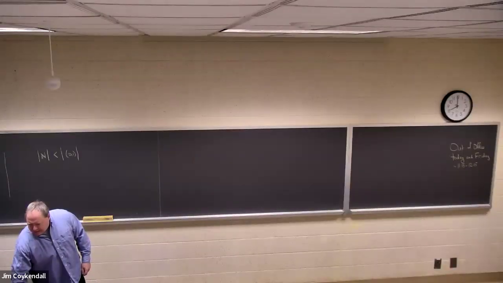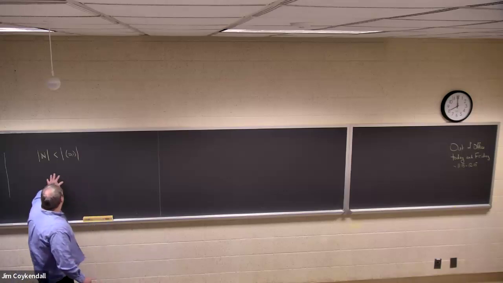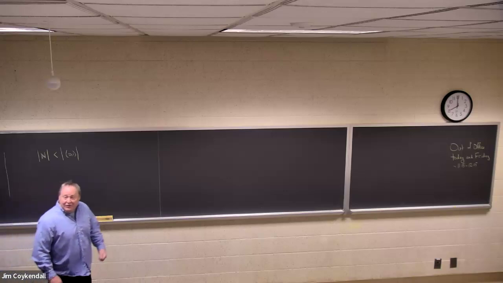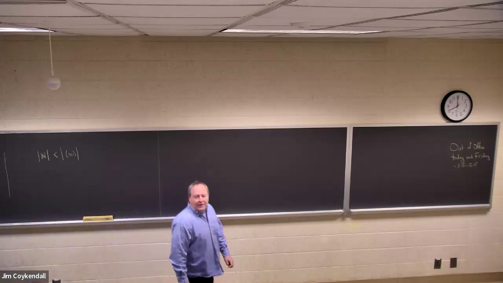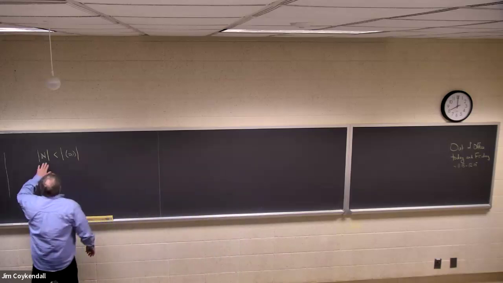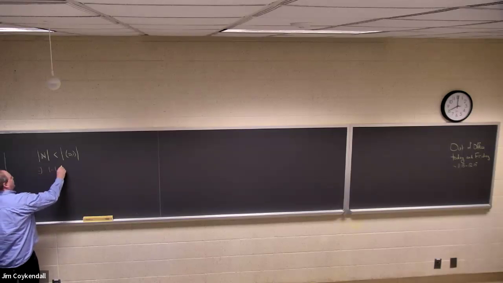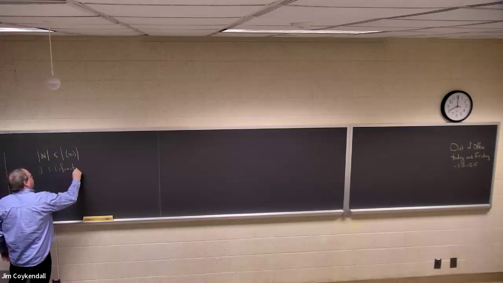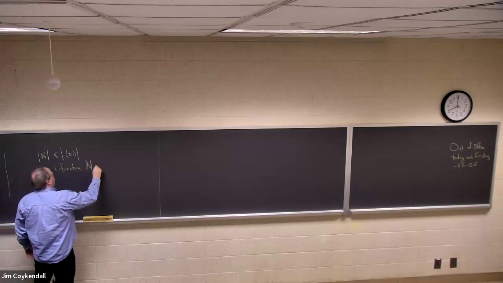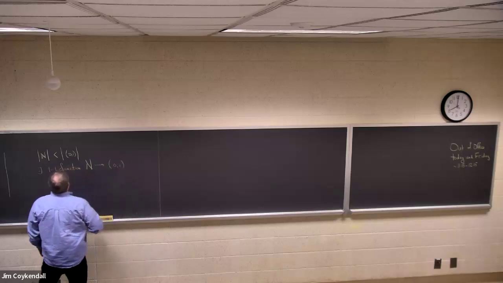So last time we talked about infinite sets. A set is denumerable if it is in one-to-one correspondence with the natural numbers. What does this mean? It means there exists a one-to-one function from the natural numbers into the interval 0 to 1.